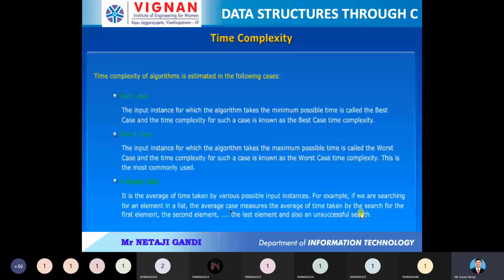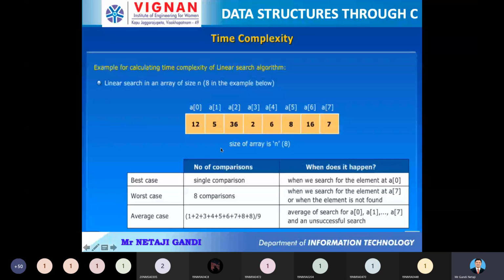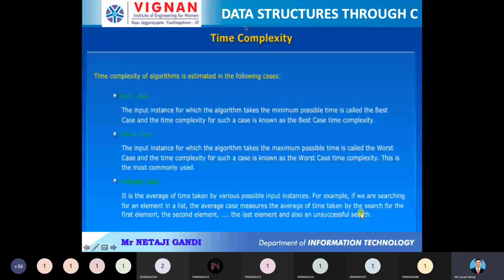What are the three cases? Best case time complexity, worst case time complexity, and average case time complexity. Are you able to see my screen? Girls, can anyone please respond? Yes. Now coming to the actual concept, this is very important, so take a little care here. Time complexity is measured using best case, worst case, and average case.